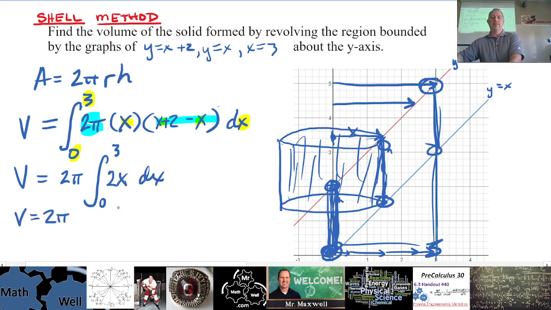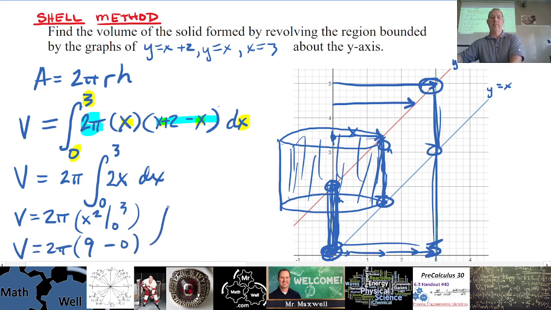So now we can do this easily by hand. 2 pi, you can just leave out there. The integral of 2x is going to be x squared, from 0 to 3. So the volume is 2 pi times 9 minus 0. The volume is going to be 18 pi units cubed.